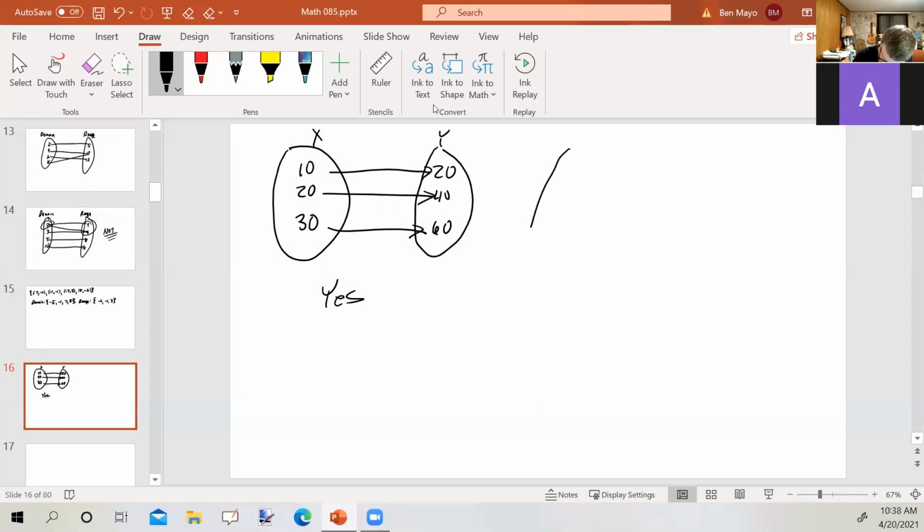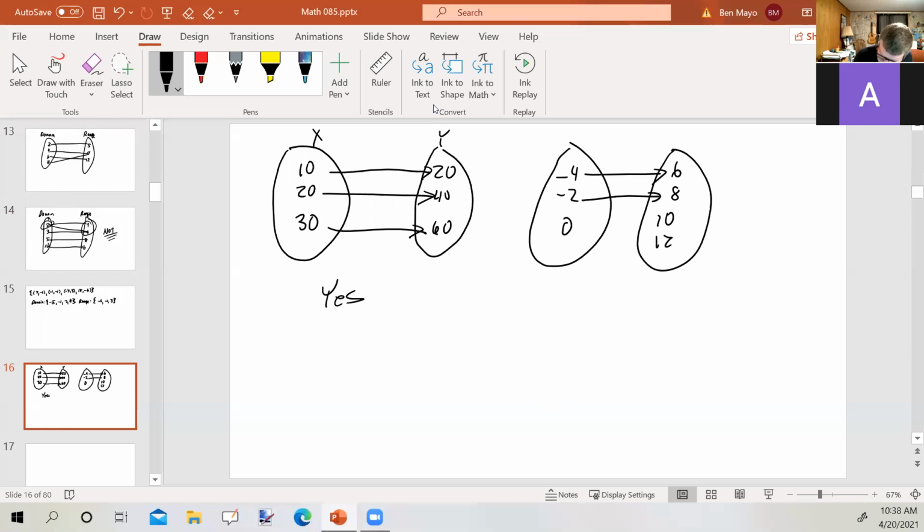Let's look at another example, however. -4, -2, 0, and 6, 8, 10, 12. -4 goes to 6, -2 goes to 8, 0 goes to 10, and 0 goes to 12. So no, this is not a function, and here are two ordered pairs to show that. 0 goes to 10, and 0 goes to 12. So an input goes to more than one output. That is not a function. Okay.